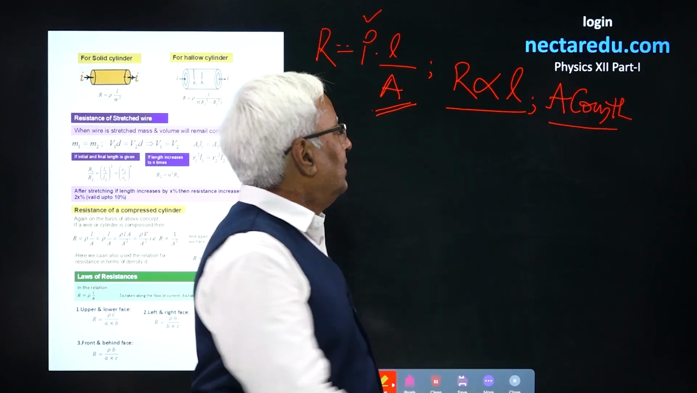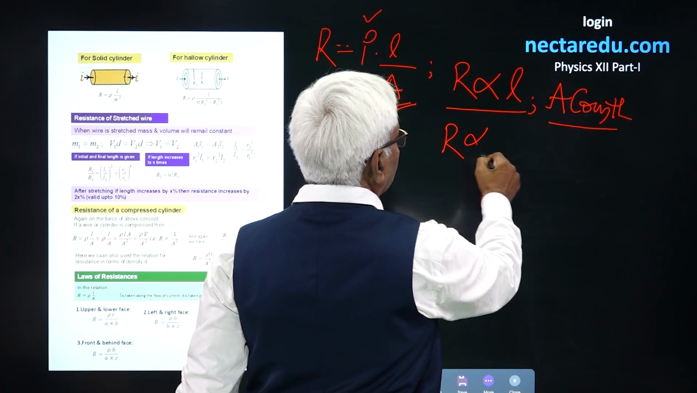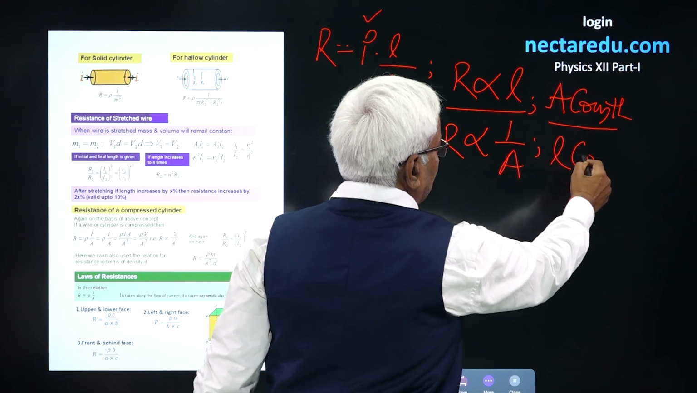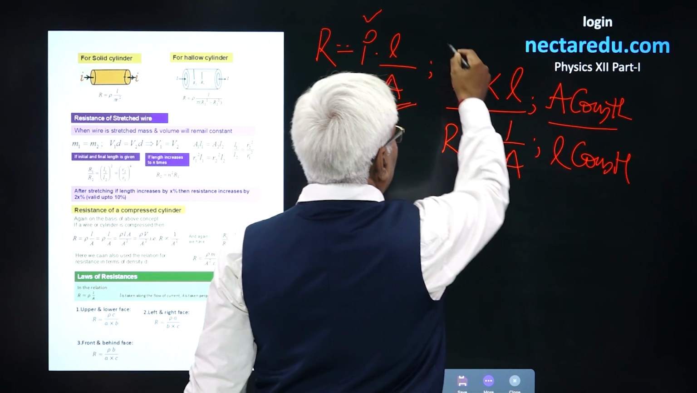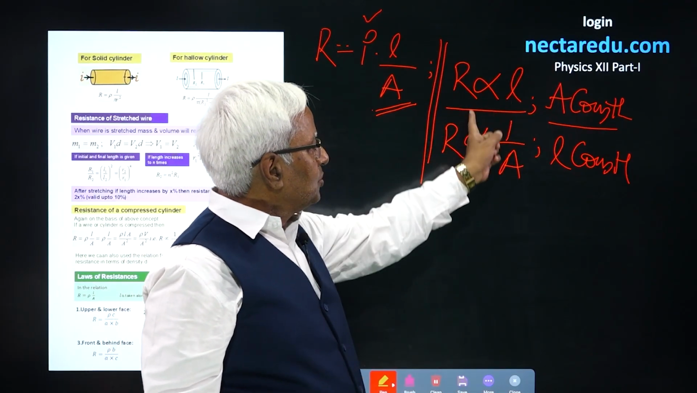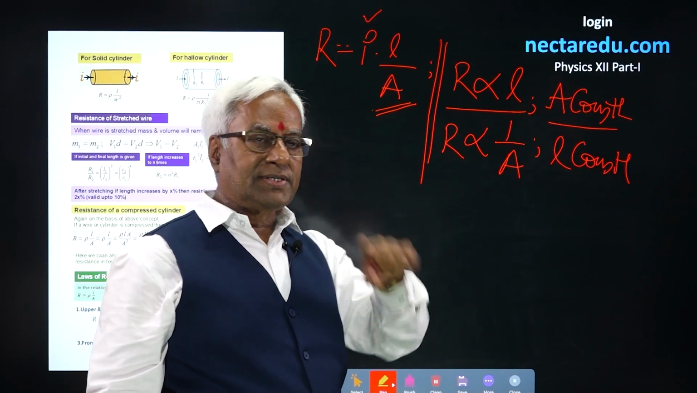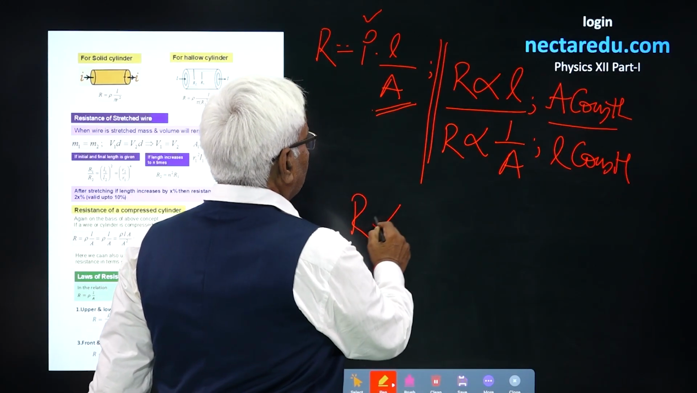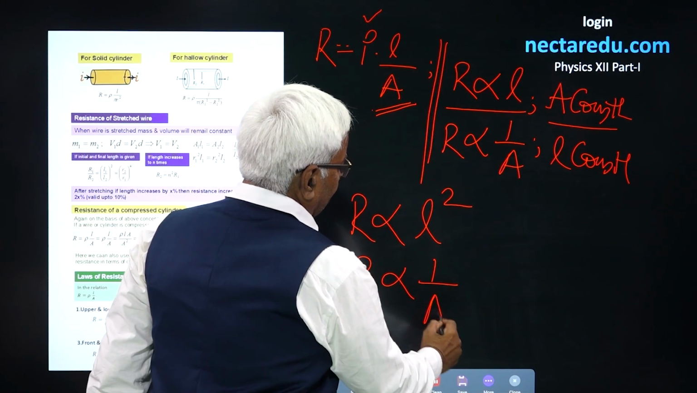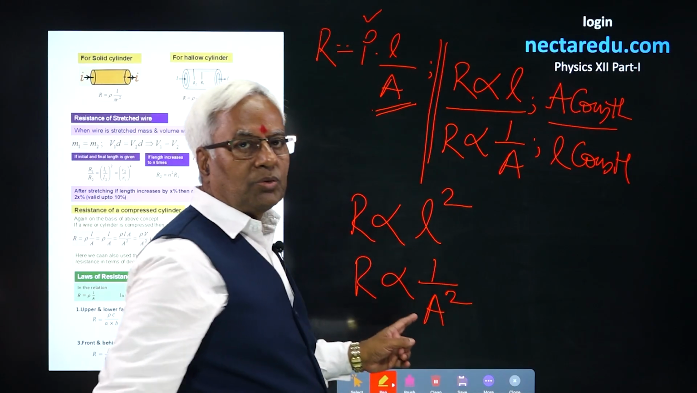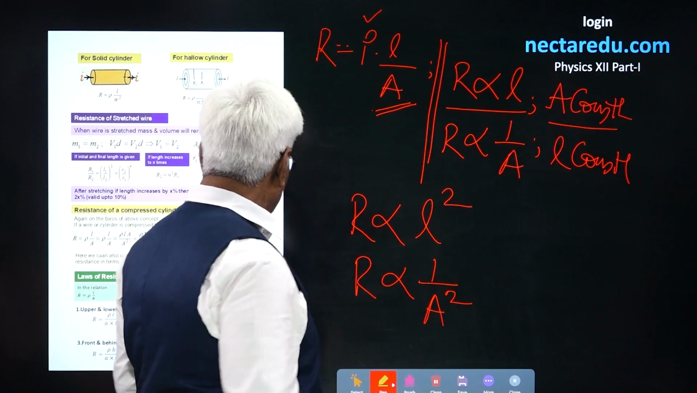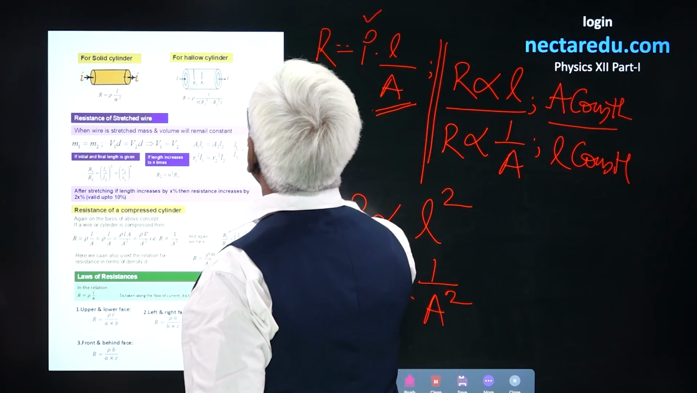Similarly, this is also applicable with the condition that length is constant. In certain books, you'll find the laws of resistances like this. These two laws are also known as laws of resistance, whereas for stretching, we got this relation, and at the same time, this also. Both the relations are for stretching and compressing. So, all the conditions we have covered.